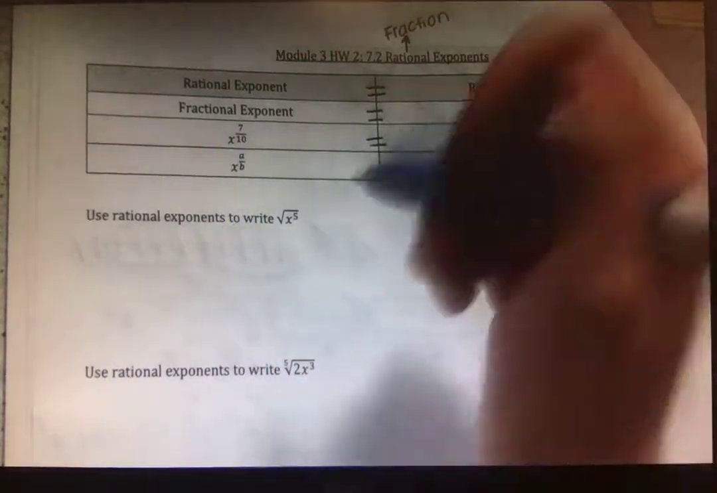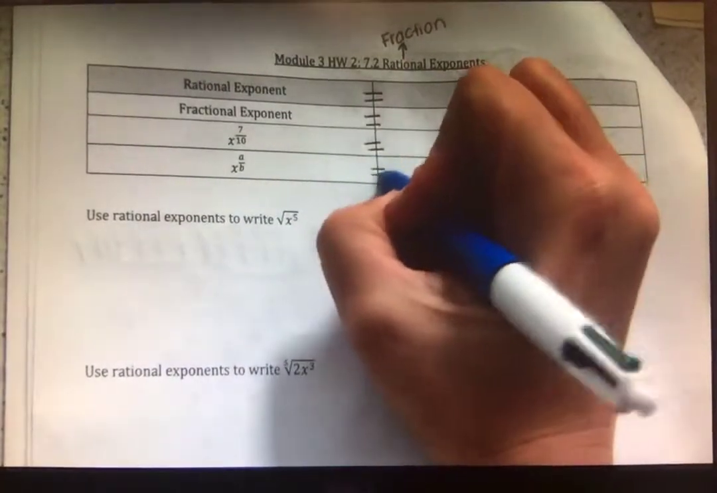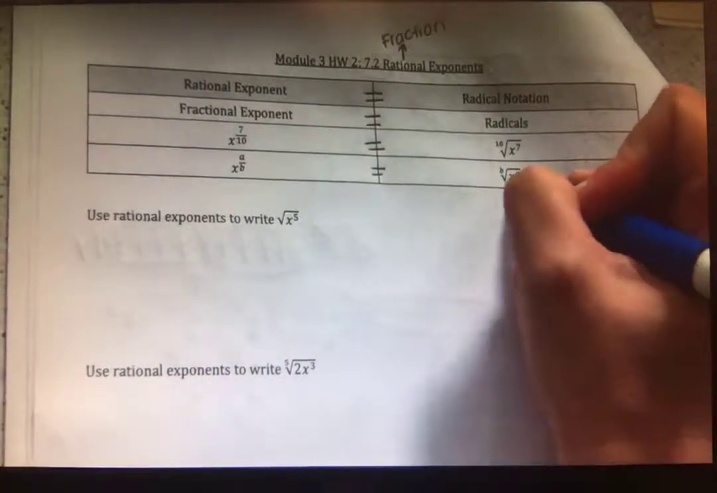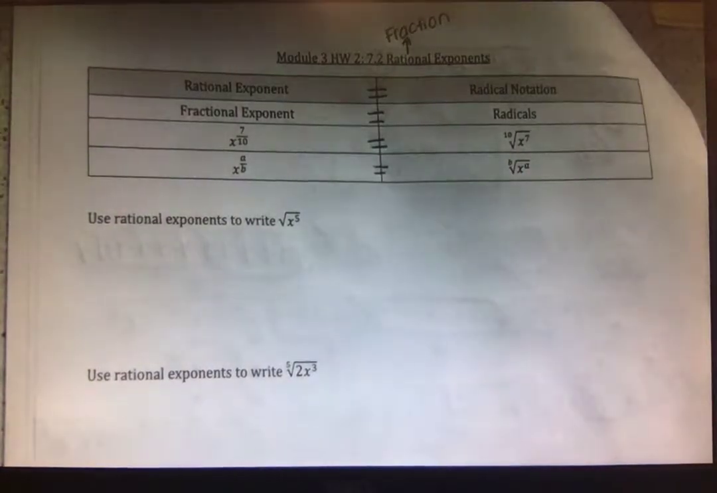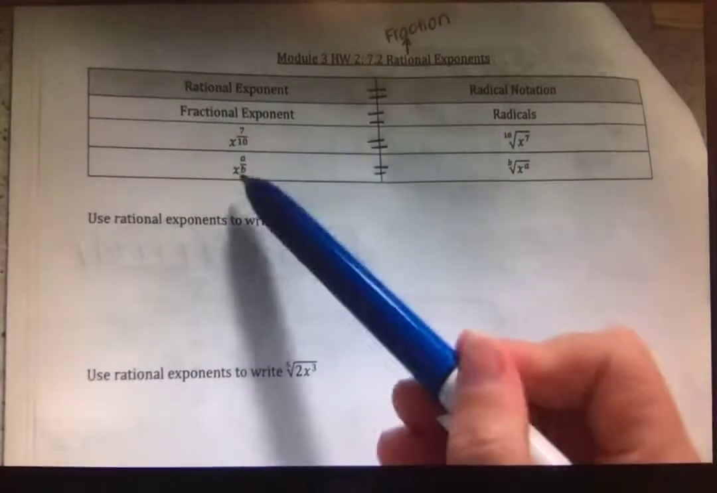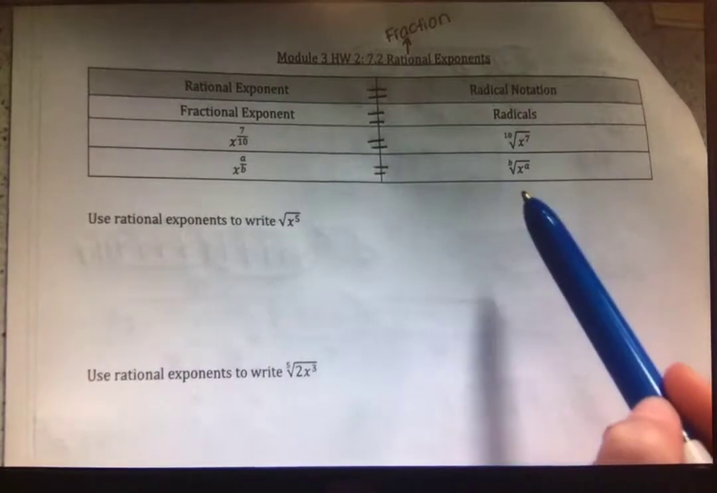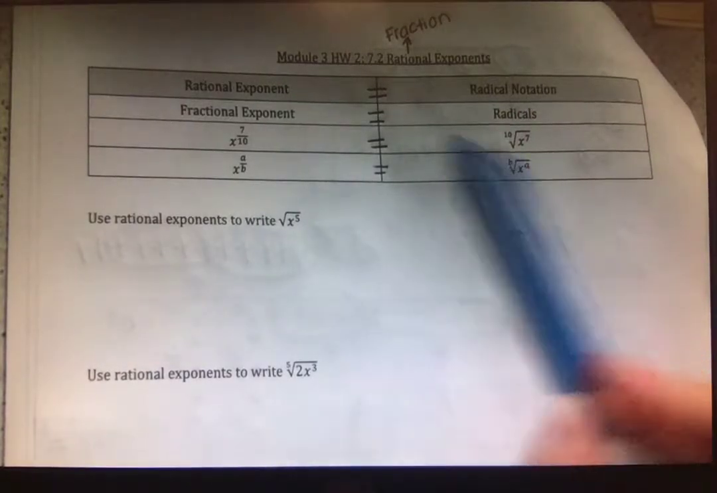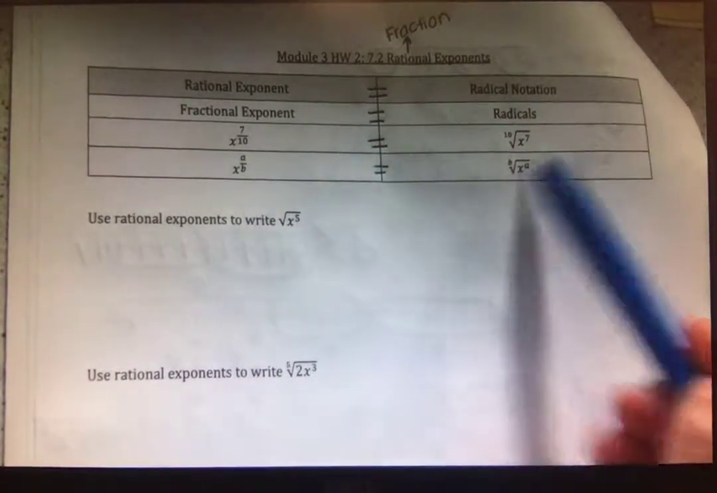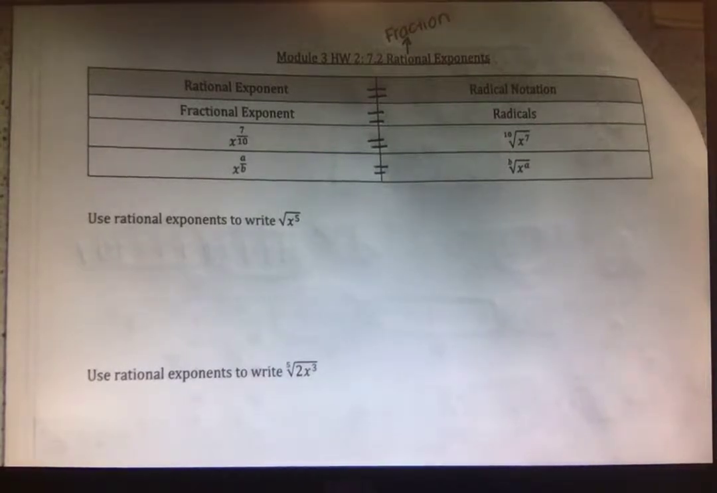So in general, x to the a over b is the same thing as saying the bth root of x to the a power. Again, the b is on the bottom of the fraction, the bottom of the tree is the root. So the bth root, and the a is up top, it's going to stay up top as an exponent. These two things mean the same thing, just two different ways of writing it.